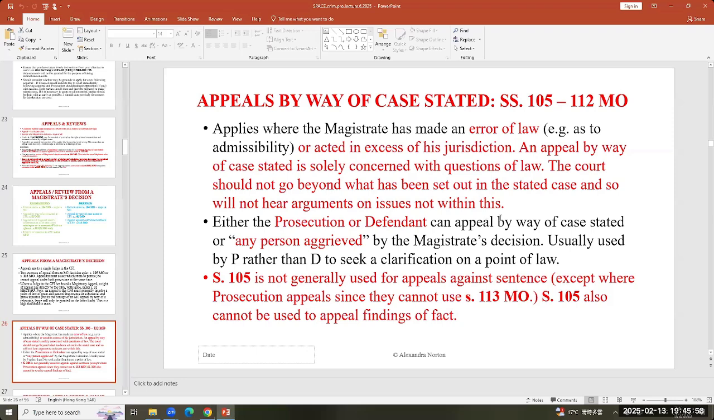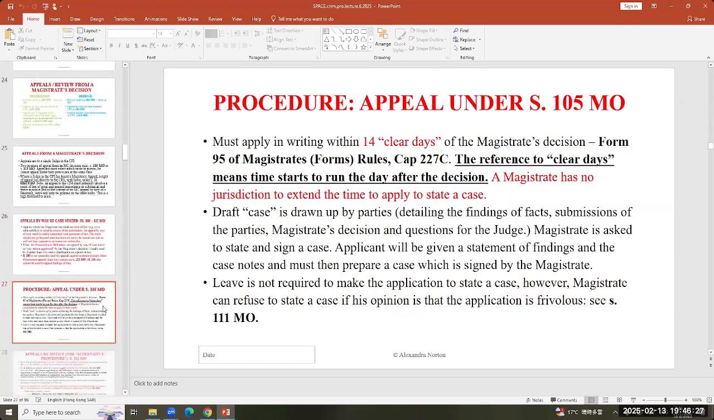Appeals by way of case stated are very limited in scope. The appeal can only relate to a question of law. So essentially, you're arguing the magistrate has made an error of law or acted outside of his jurisdiction. But the prosecution or defendant can use it. If the prosecution wants to appeal against sentence, it can use Section 105. But you can't use it to appeal findings of fact. It has to be a question of law.